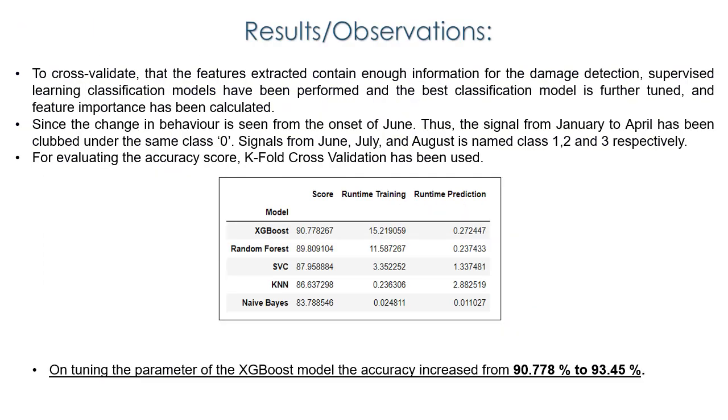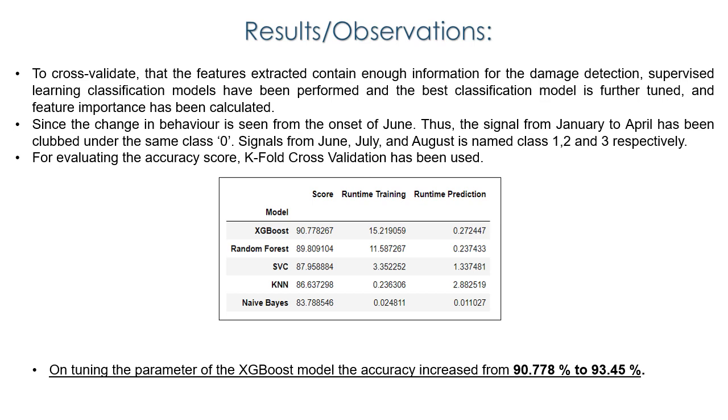Now coming to the results section, to cross-validate that the features extracted contain enough information for the damage detection, supervised learning classification models have been performed here, and the best classification model is further tuned. Since from the plot we get that the change in behavior is seen from the onset of June, the signal from January to April has been clubbed under the same class 0, and the signals from June, July, and August are named as class 1, 2, and 3 respectively. For evaluating the accuracy score, k-fold cross-validation has been used.